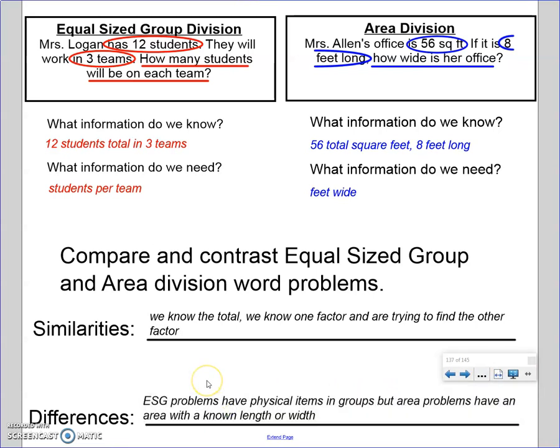The differences, what differences do you notice between equal-sized group and area division word problems? I noticed that equal-sized group problems have physical items in each group, but area problems have an area with a known length or width.